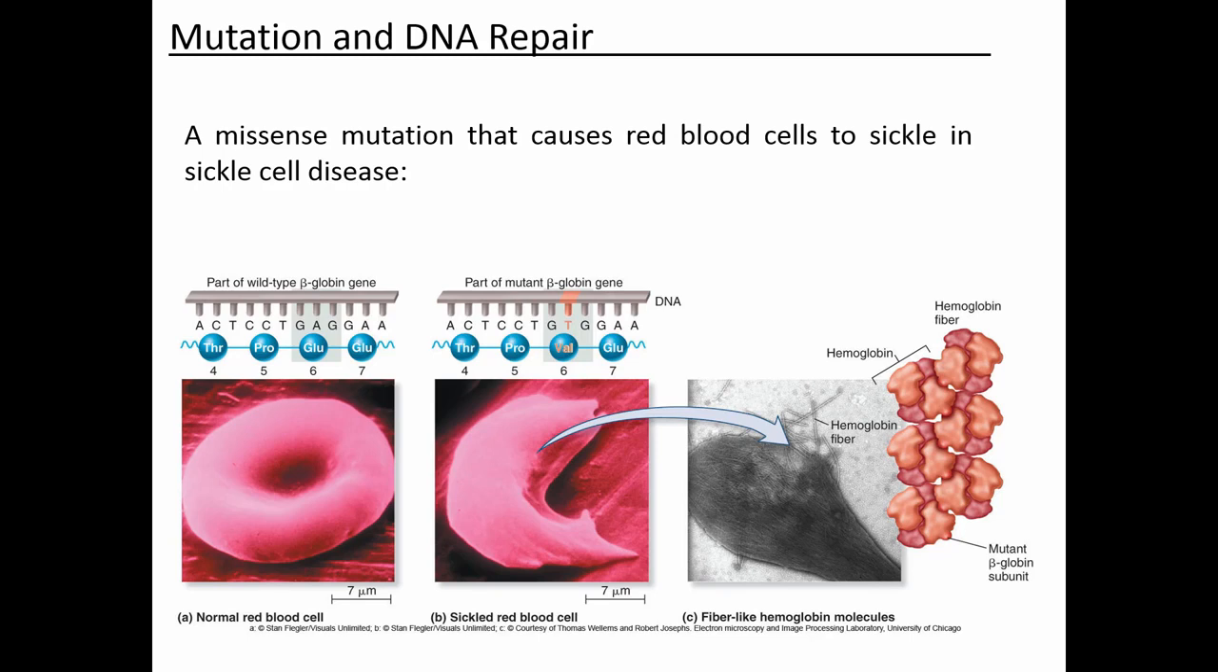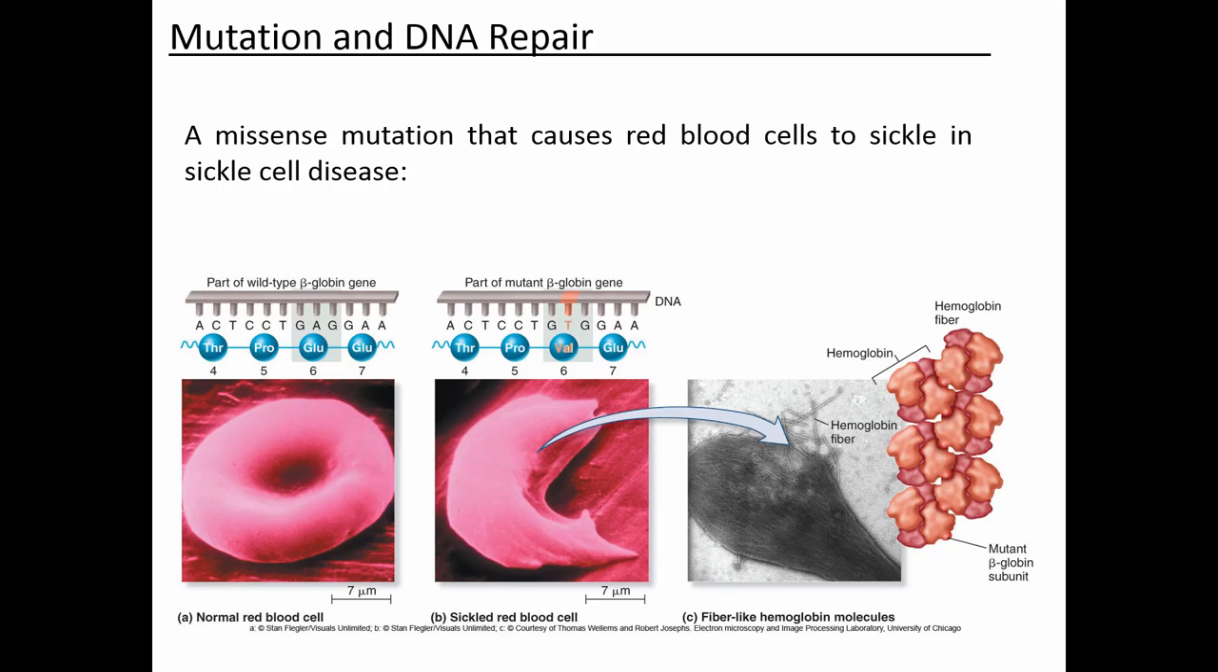And so basically you have this missense mutation that's caused a single amino acid change, and just by changing that single amino acid, you have sickle cell disease. So that's an example of where a small mutation can have a drastic effect on an organism.